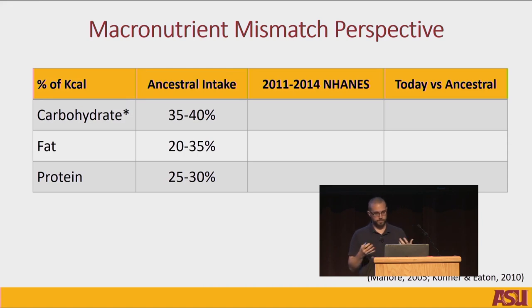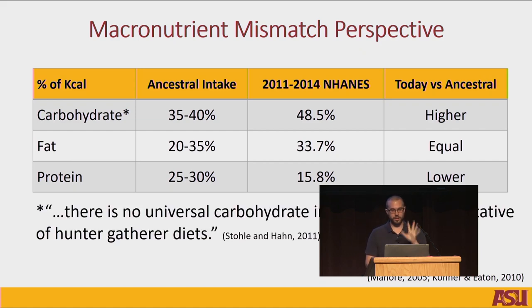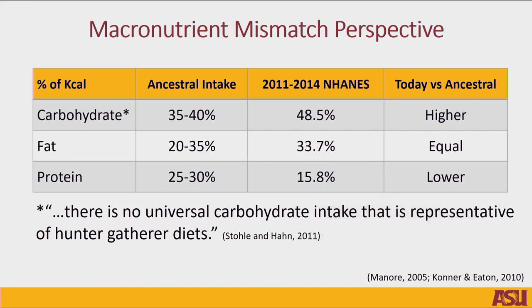This is the percent of calories based on the average ancestral intake compared to the 2011-2014 NHANES data. We see that overall today more carbohydrates are being eaten, roughly an equal amount of fat, and a lower quantity of protein. But before we continue to look at the prescription that comes out of this, there is tremendous variation in what the hunter-gatherers we study today consume. Again, we use them as a model to try to understand what our ancestors ate. There is tremendous variation specifically in carbohydrate quantity. So just using the averages to move forward and make a recommendation isn't exactly right, because an average is just an average.